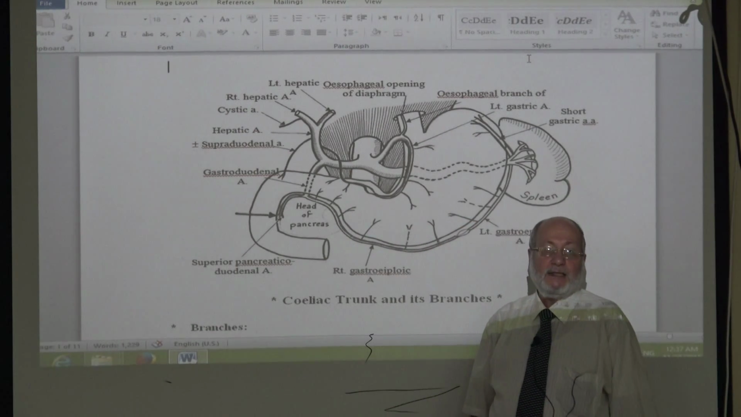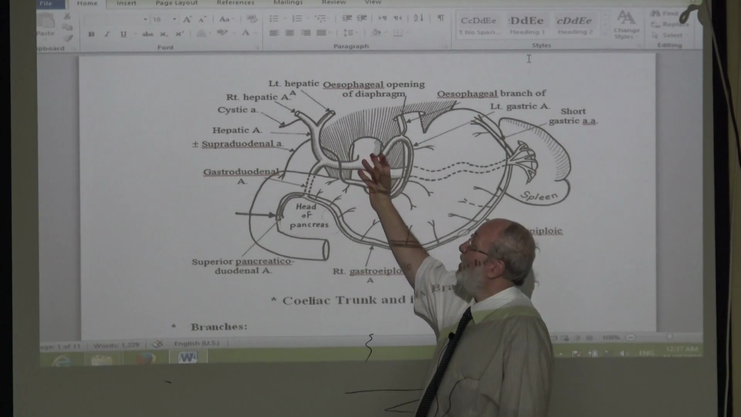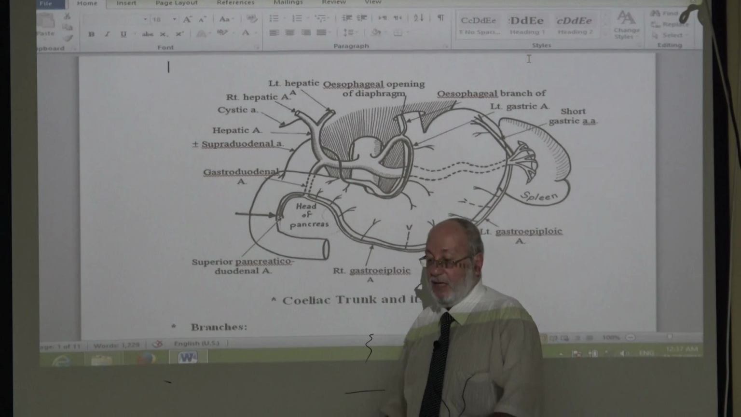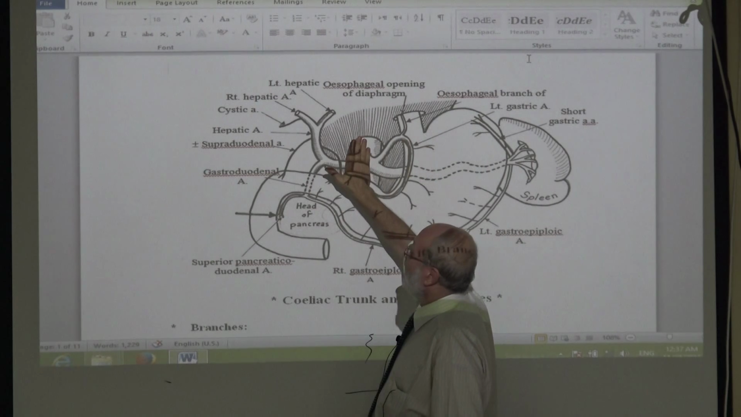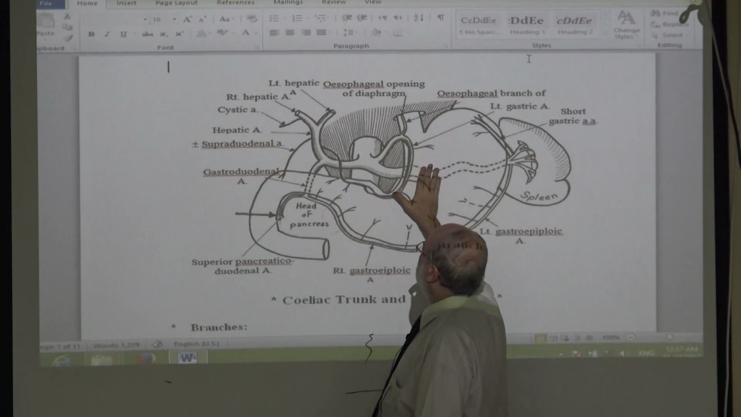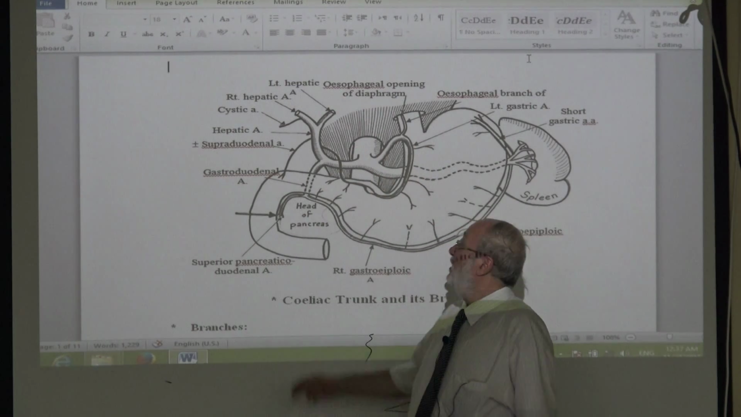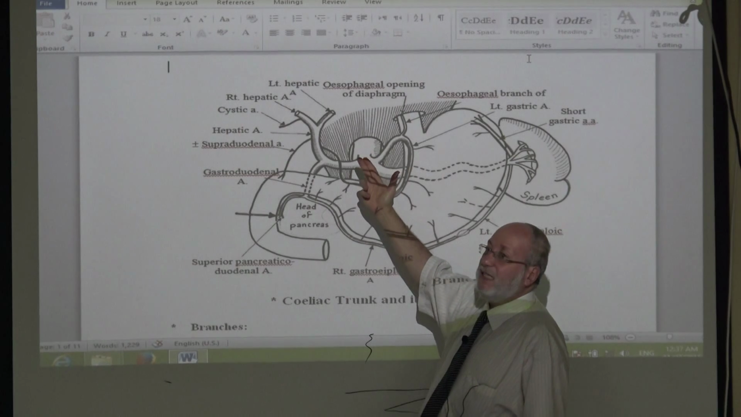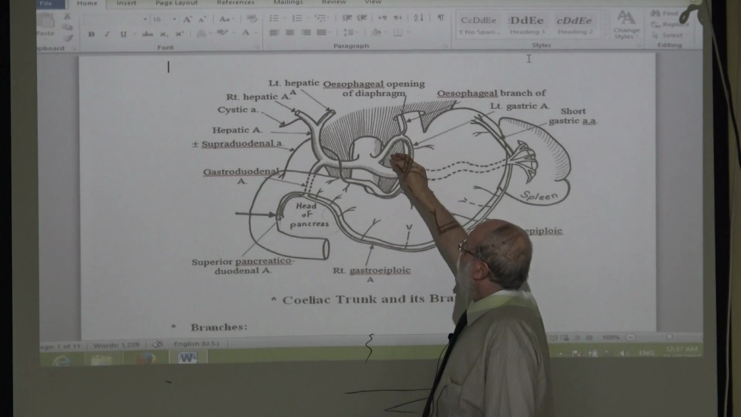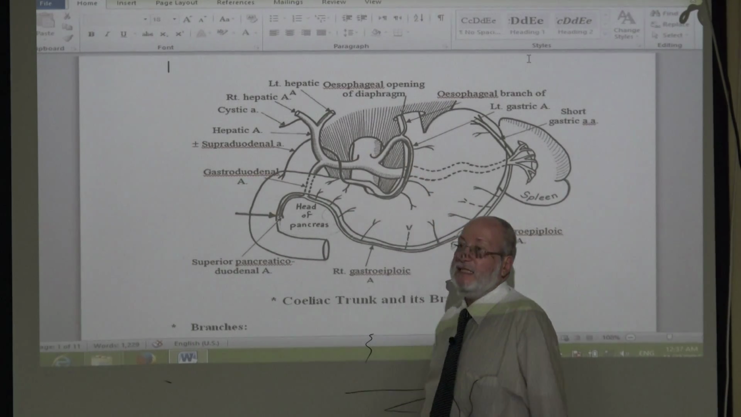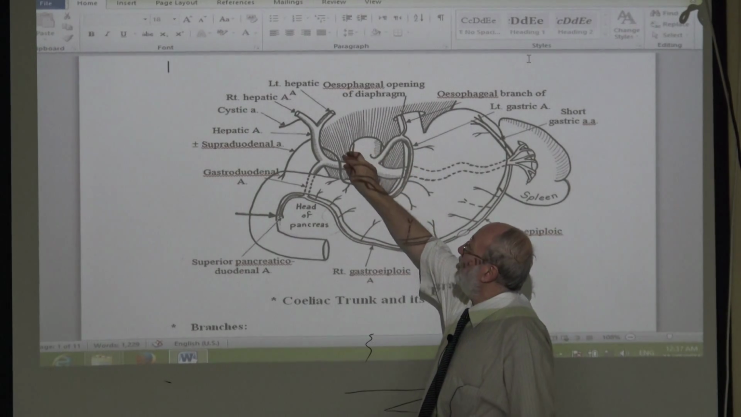What is the relation of the celiac trunk? In front of the celiac trunk, there is a cavity. Behind this fold of peritoneum. What is the cavity behind the stomach and this fold of peritoneum? Lesser sac. Anteriorly, there is a lesser sac separating it from the lesser omentum. On both sides of the celiac trunk, there is a celiac ganglion.